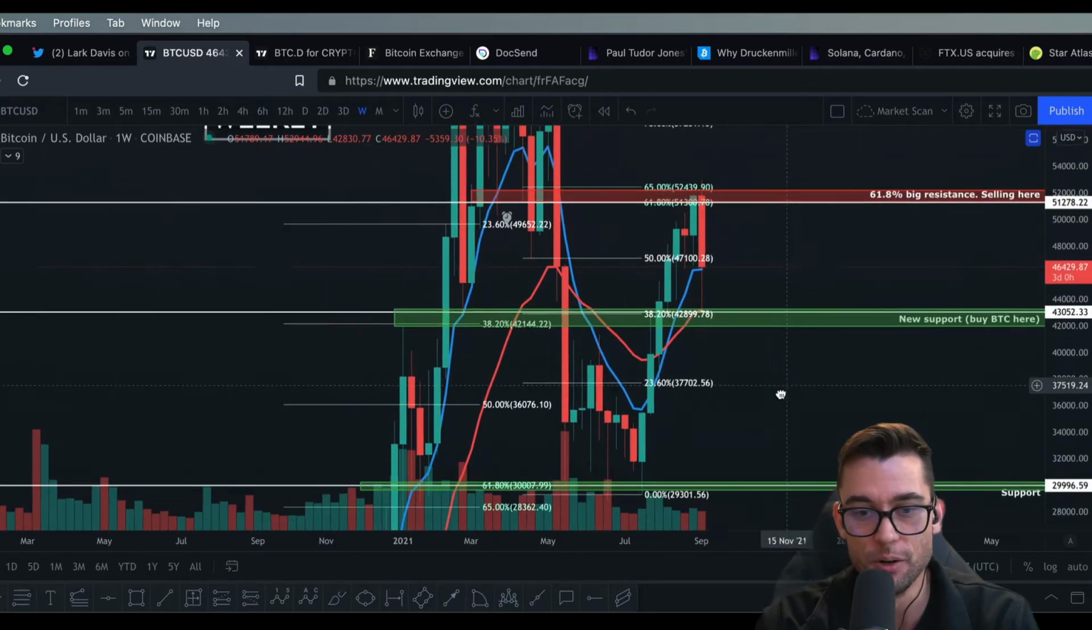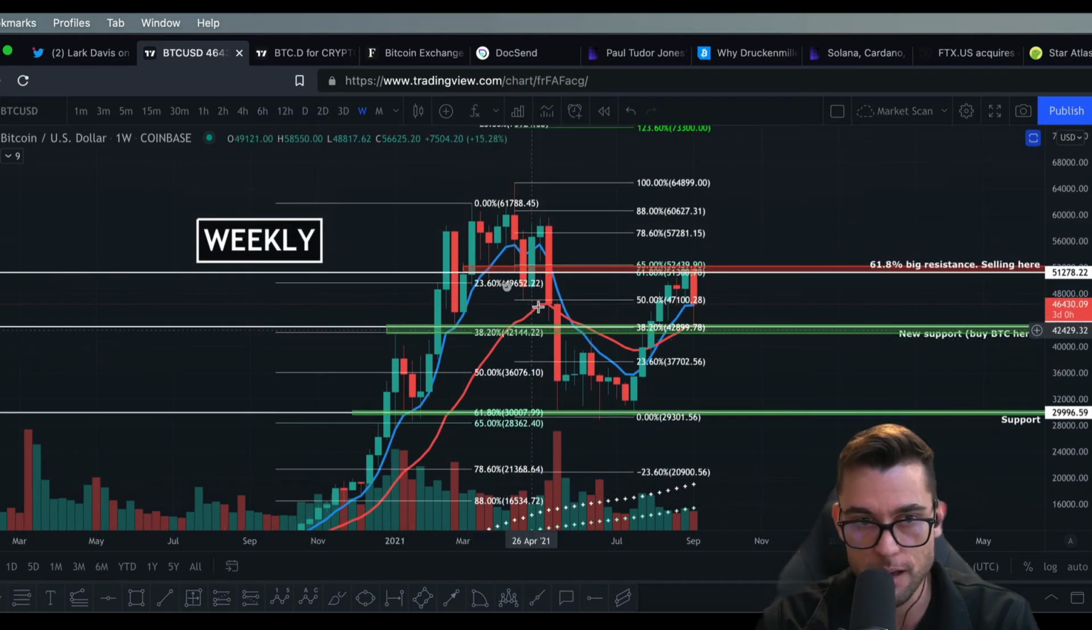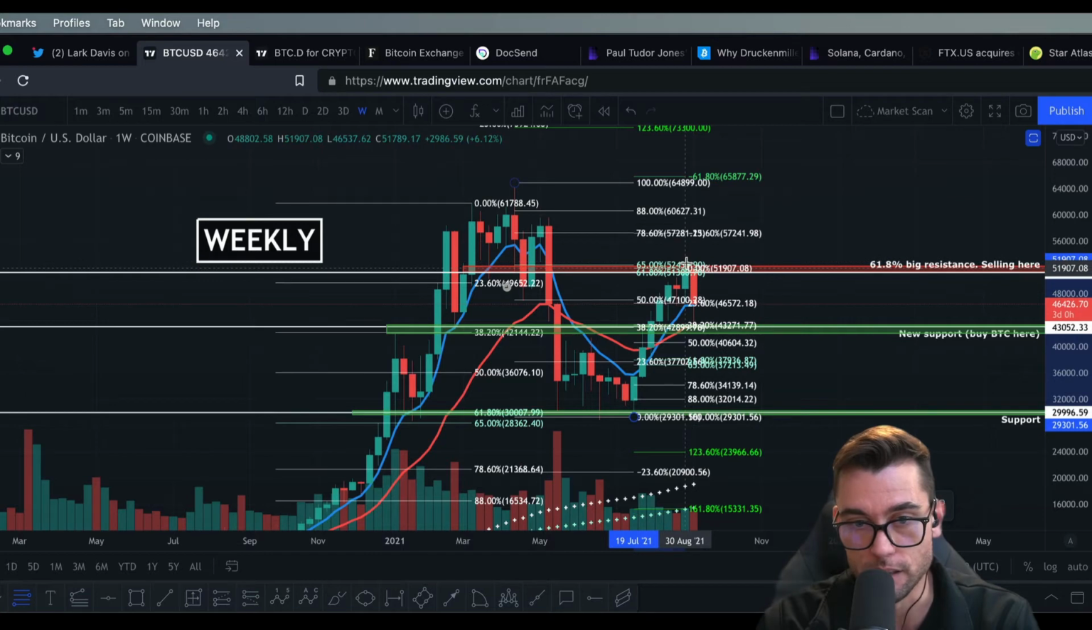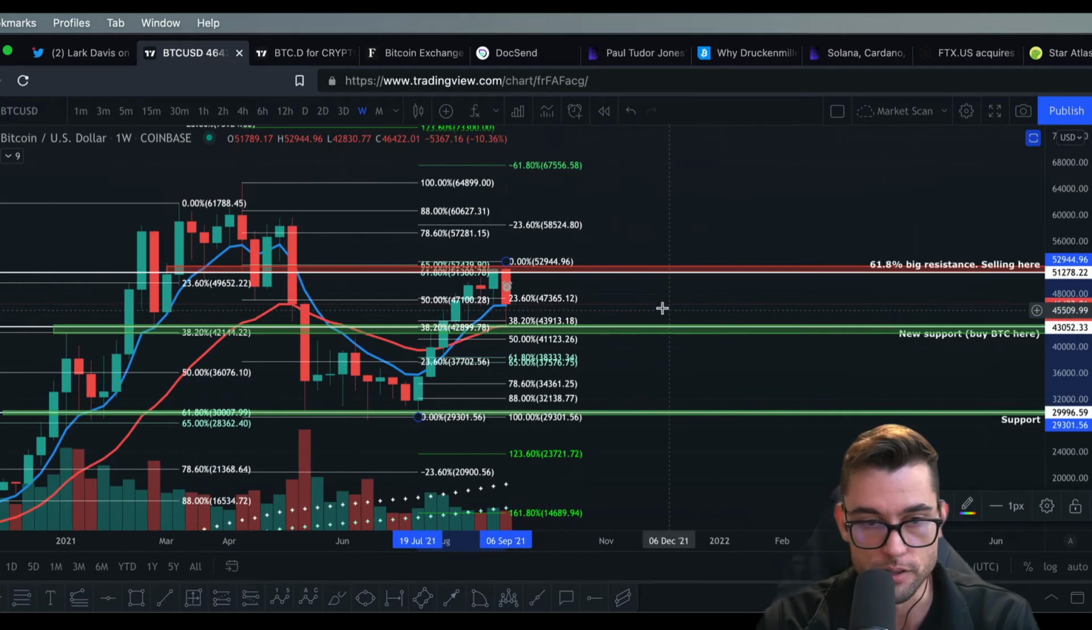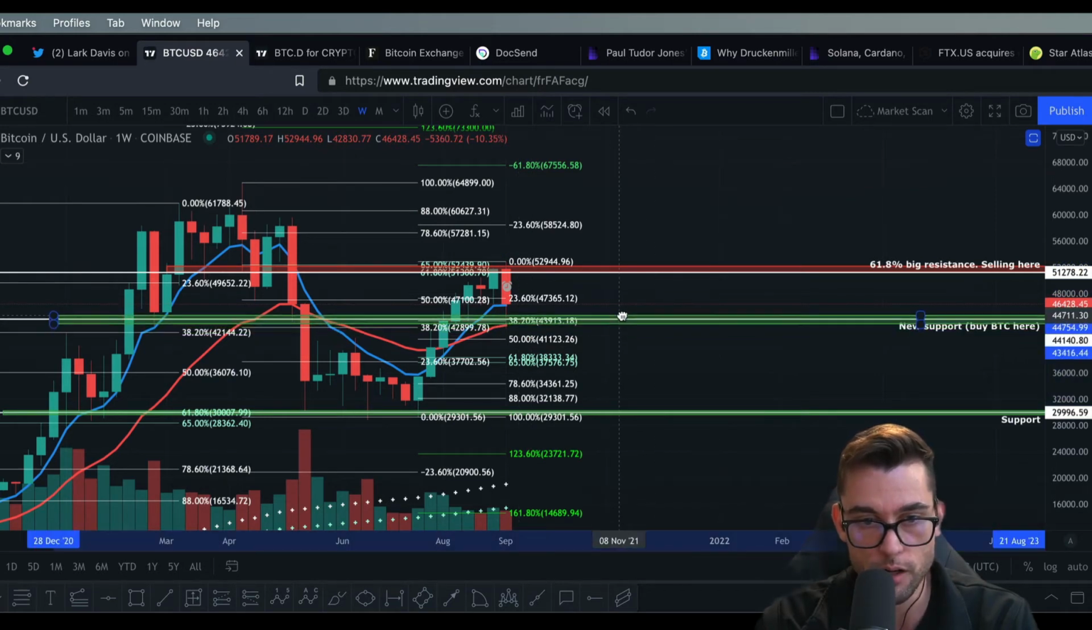Look at this. So this is what you do. I'll do this real time. I took the Fibonacci from the bottom to top, then I took the Fibonacci from the top to the bottom, and now I'll take the Fibonacci from the bottom to the top of this, and I'll see that the 38.2 was around 43,900. So this is where I would actually have wanted to get in. So you want to get in.